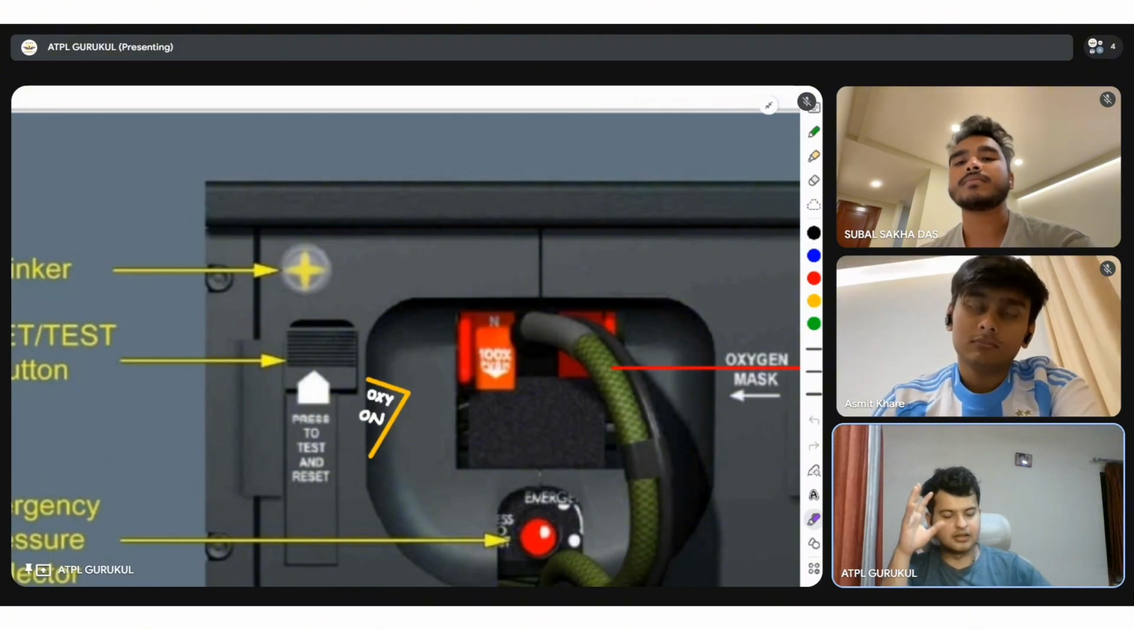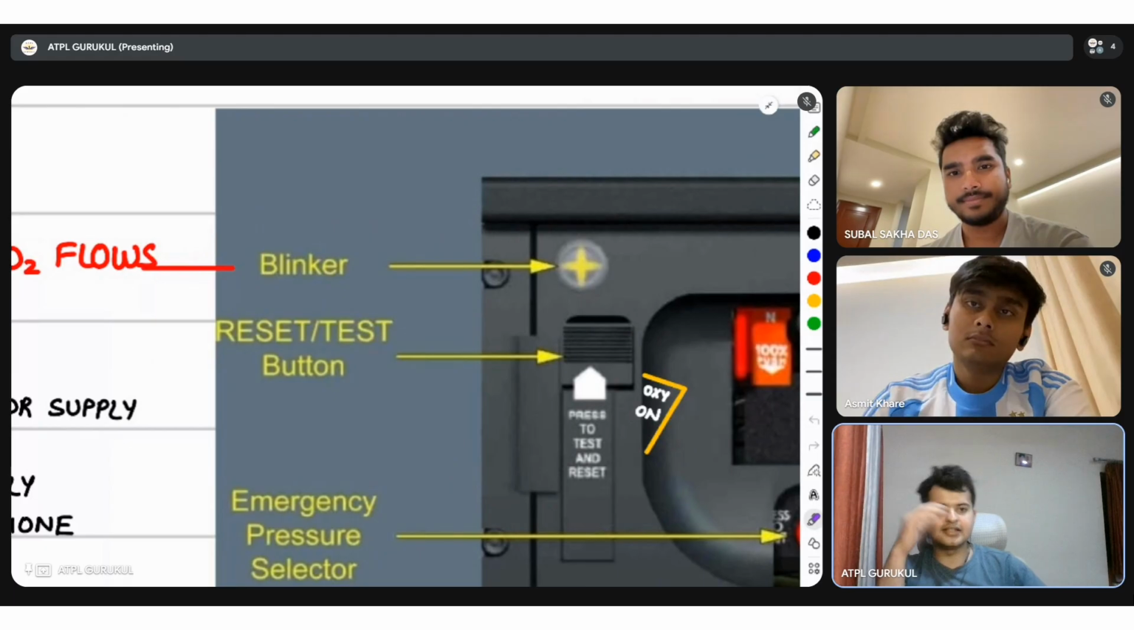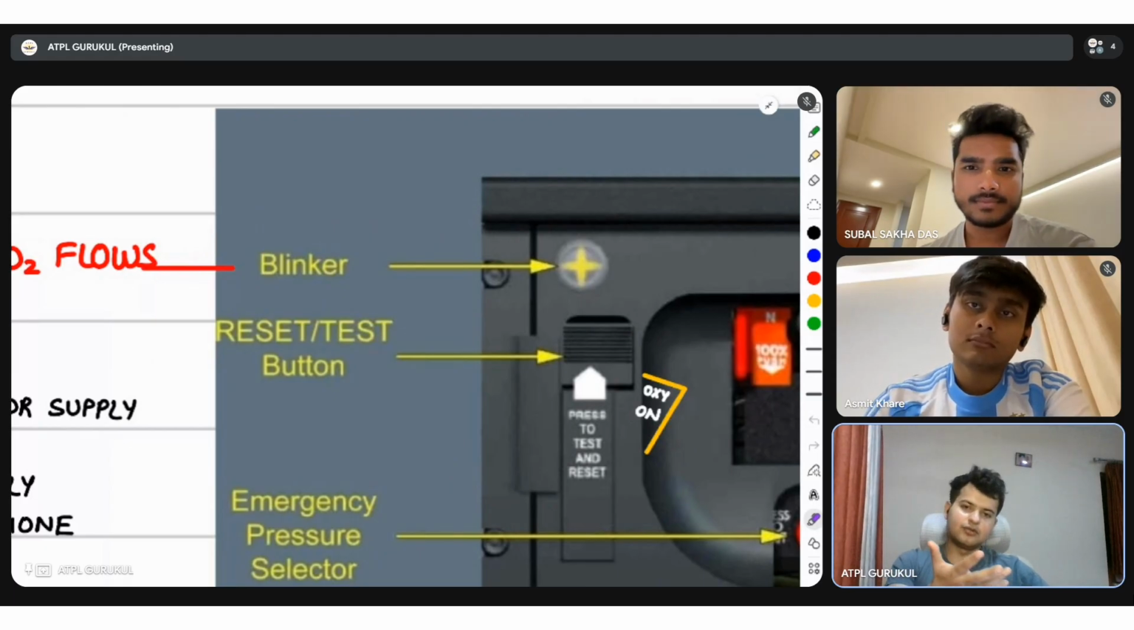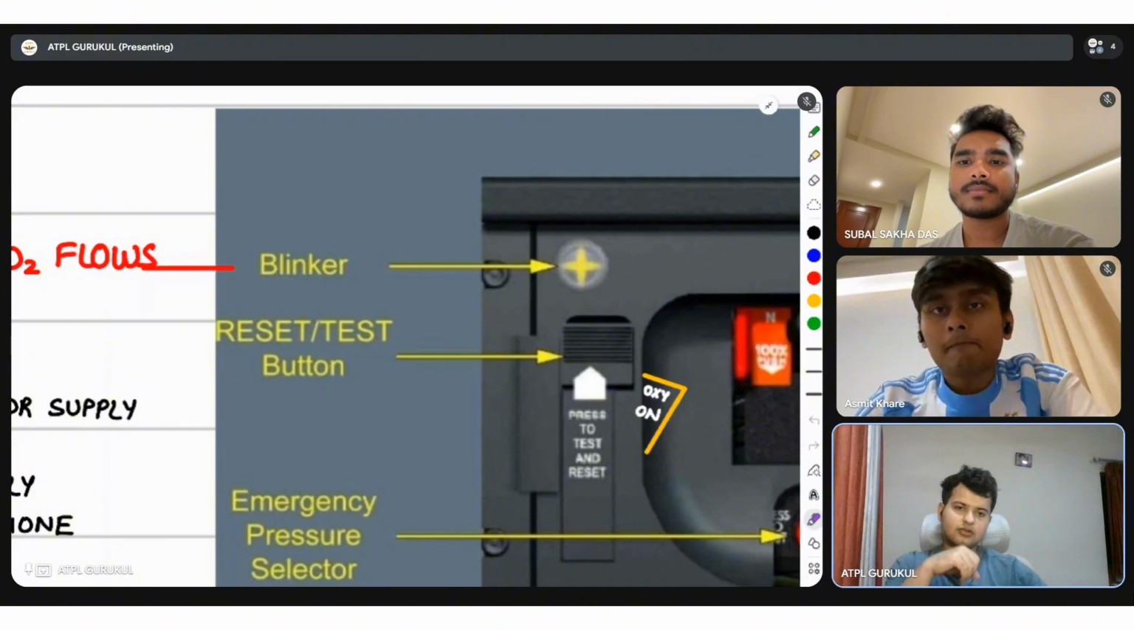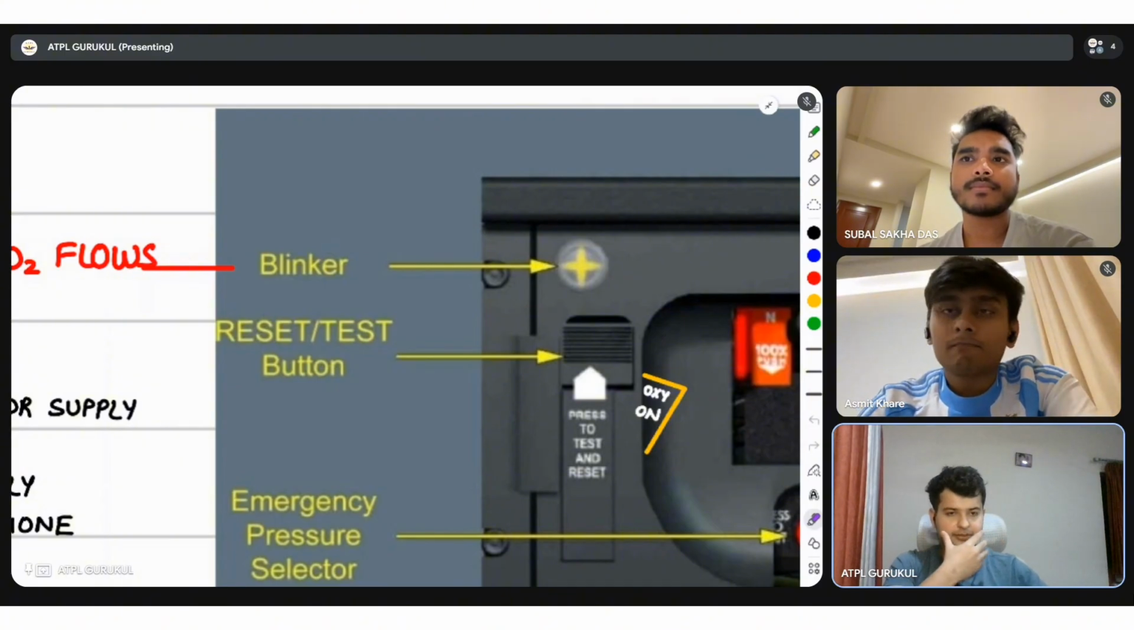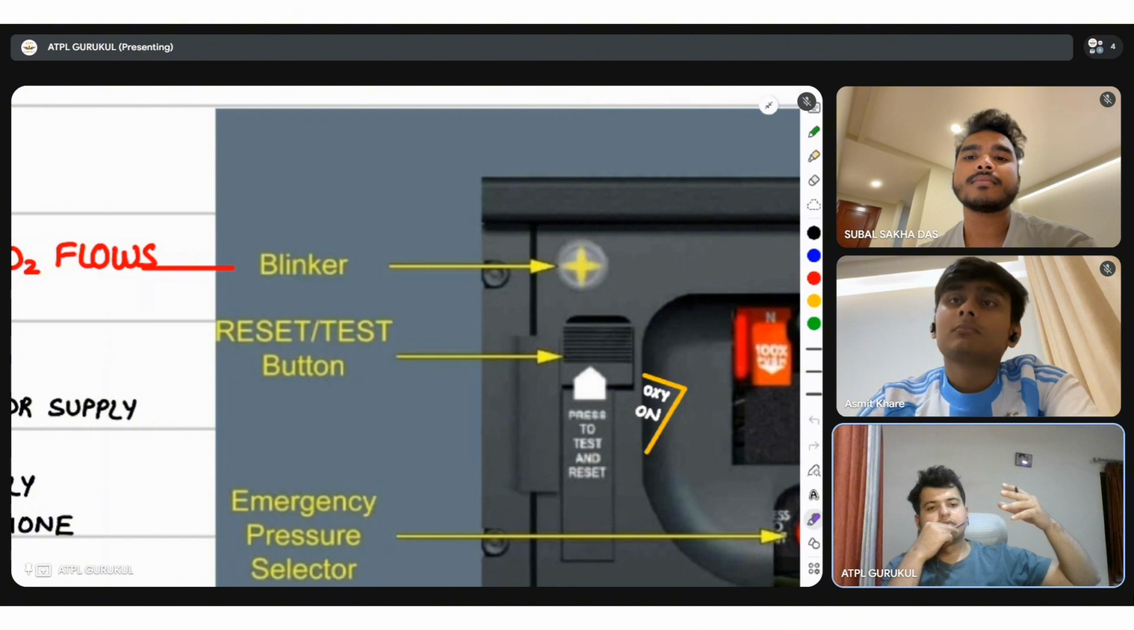Clear? Now this is a blinker. Whenever oxygen flows, as you breathe, the blinker will work. So when you take a deep breath, blinker will come on. When you release it, blinker will go.